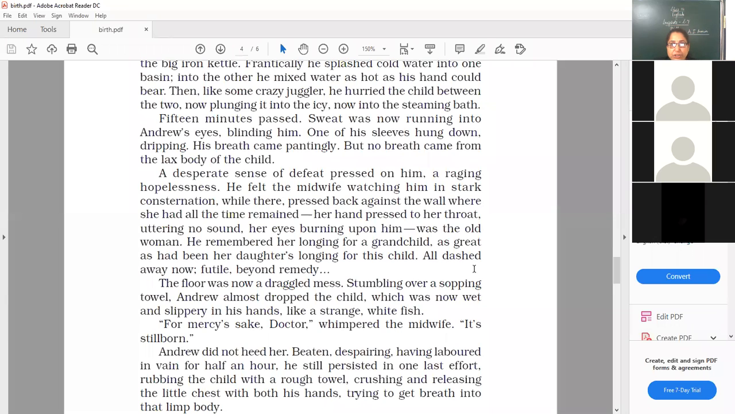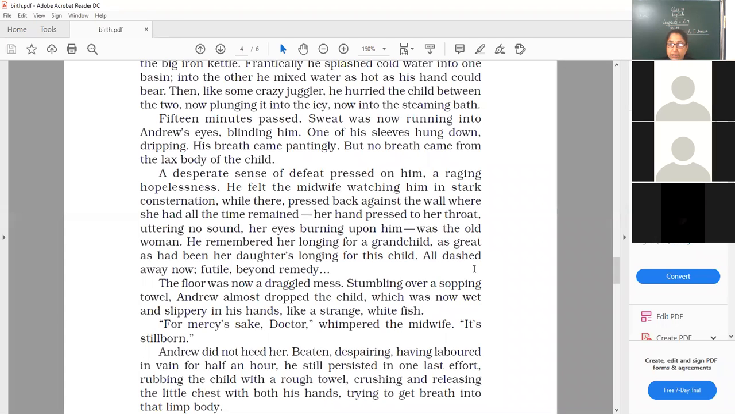He felt the midwife watching him in stark consternation. Please underline. Terrified situation, stark consternation, shock, terror. The midwife who was to help the mother, and even the doctor in assisting, she was sure that the baby is not there. He felt the midwife watching him in stark consternation, pressed back against the wall where she had all the time remained, her hand pressed to her throat, uttering no sound, her eyes burning upon him.